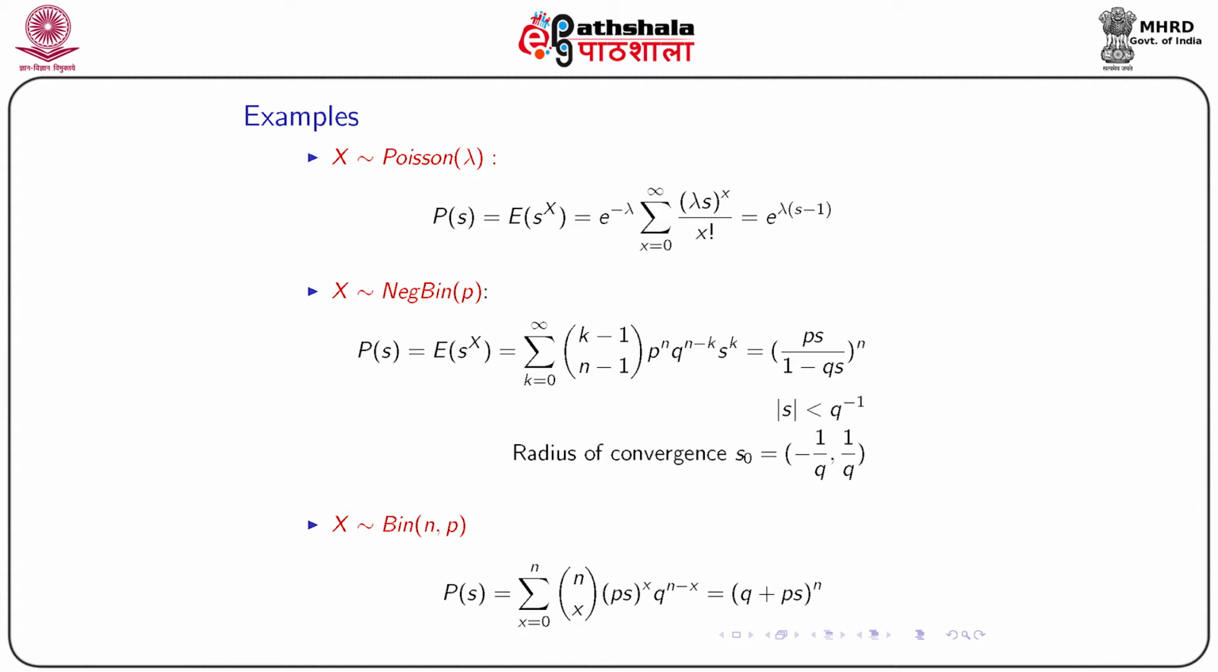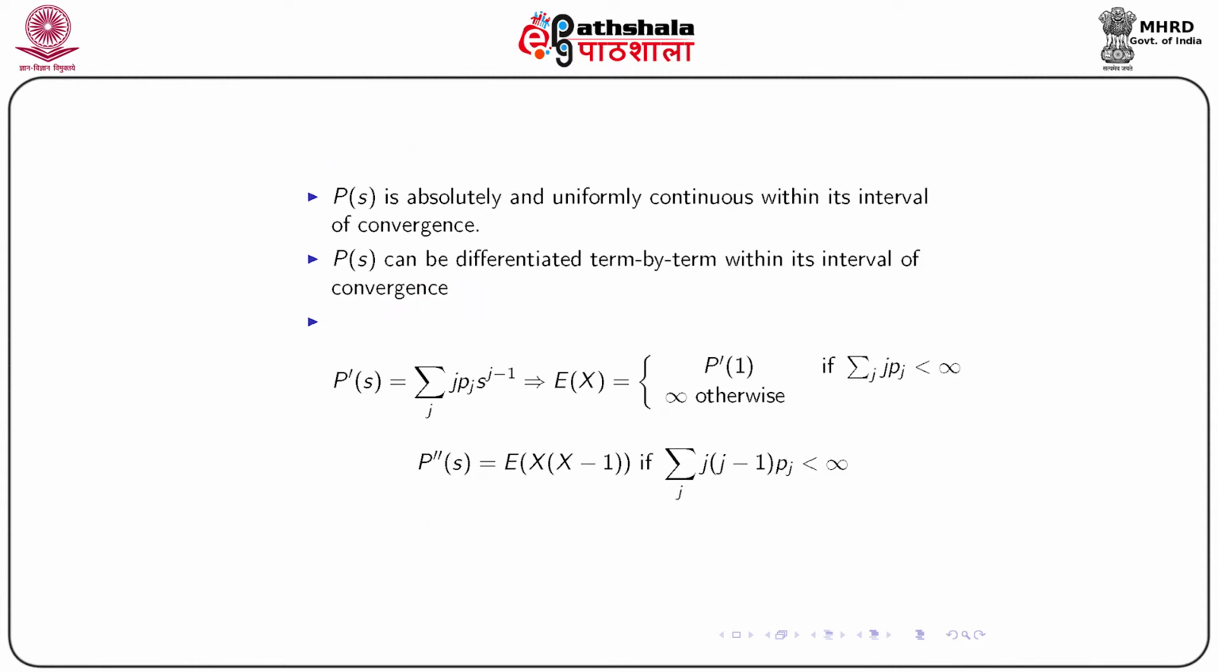Now one interesting note is that whenever we are talking about the probability generating function, we are confining ourselves only to discrete random variables, because for a continuous random variable we don't have any concept called probability generating function, because here the probability x is equal to x for a continuous random variable is 0. Ps is absolutely and uniformly continuous within its interval of convergence. So this is one very important property that one must remember, that the probability generating function is absolutely and uniformly continuous within its interval of convergence.